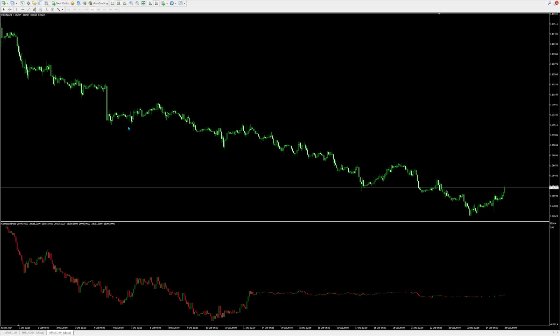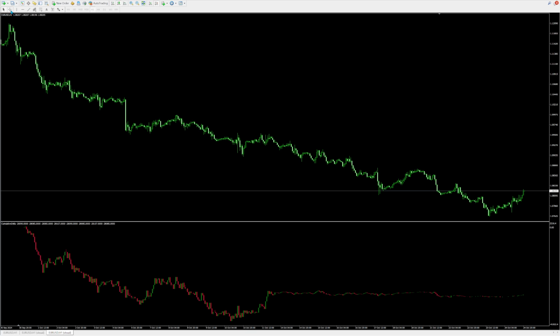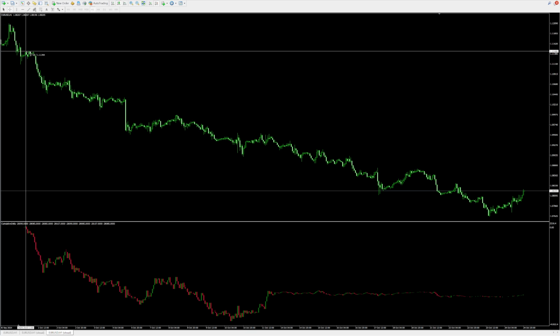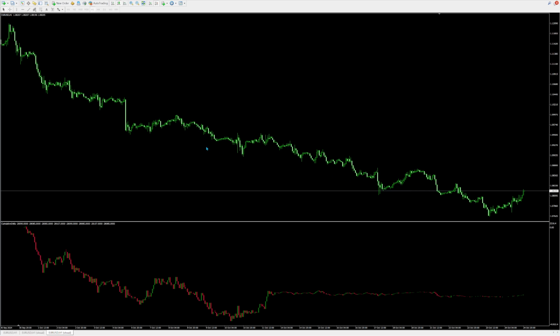In this video, I'm going to show you how you can use this indicator to help you capture moves like this one, for around 400 pips. You can see the Cumulative Delta Indicator displayed here below my chart.